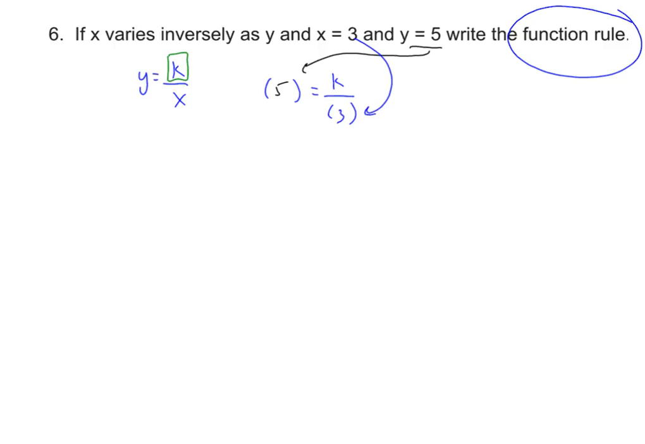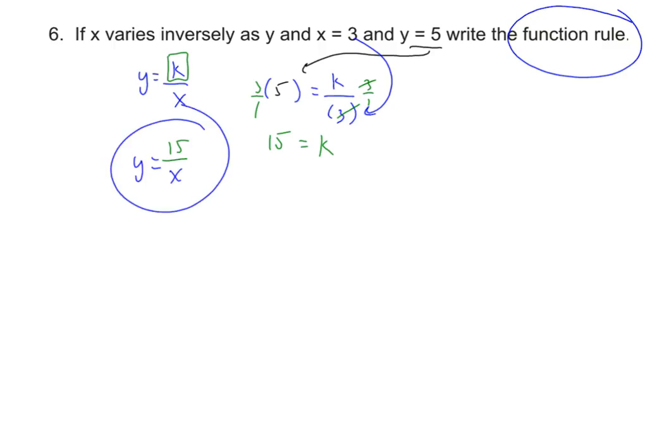Let's solve this little equation. Okay, let's multiply the left by 3 over 1 and the right by 3 over 1, right? So what do we end up with? In this case, 15 equals k. How do I finish writing the rule? Go back to that pattern. Put the 15 where the k is. There's the function rule for inversely proportional.